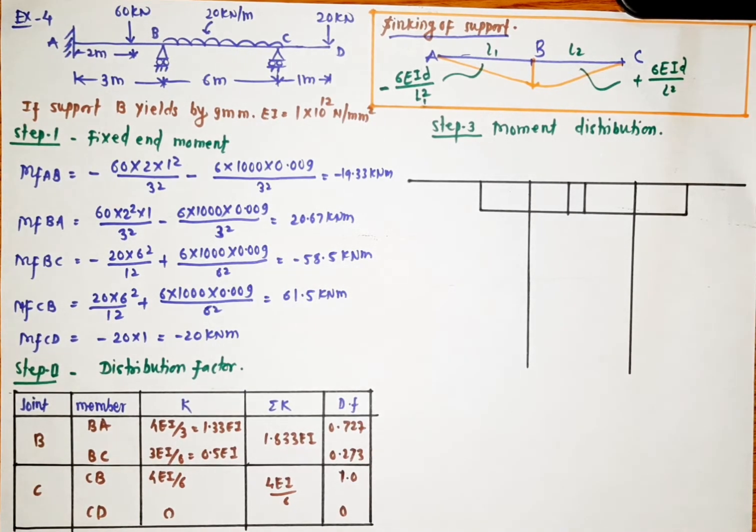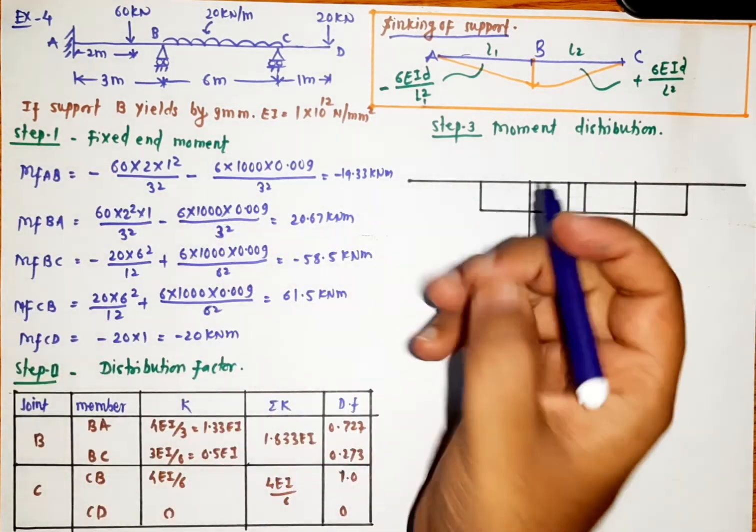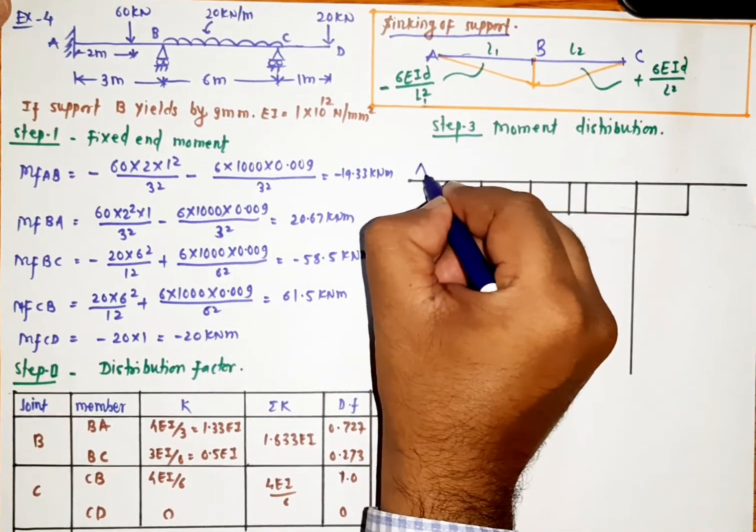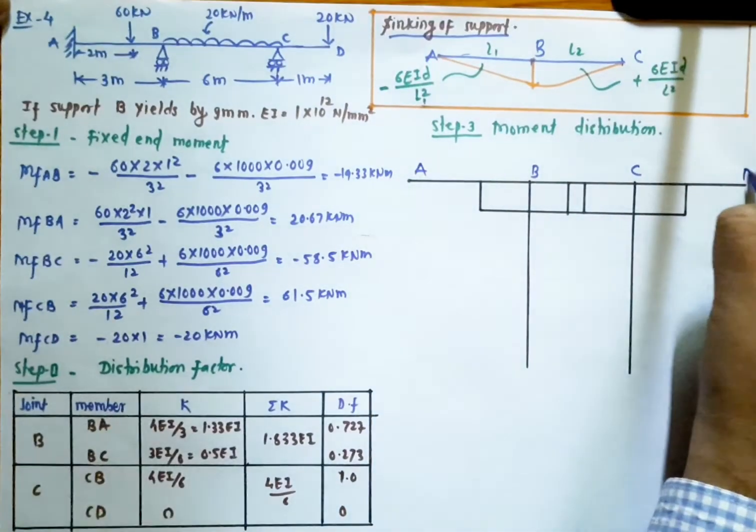Now we have to solve this problem, or we have to distribute these moments. How many spans are there? This is A, this is B, this is C, and ultimately this is D.